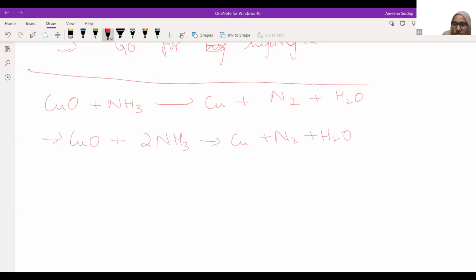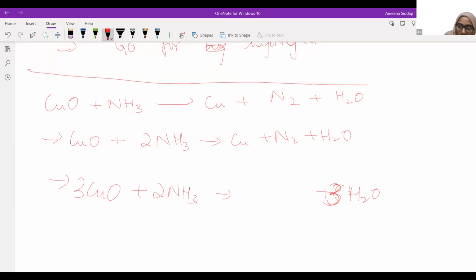First, let's see oxygen, right? There's one oxygen, there's one oxygen, right? Okay. So that means we need to move on to the hydrogen part. How many hydrogens? 6? Just 6? So we need to add 3. We will add 3H2, right? But then oxygen becomes imbalanced, right? Can we also add 3?